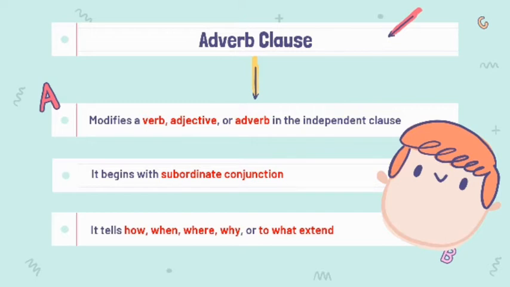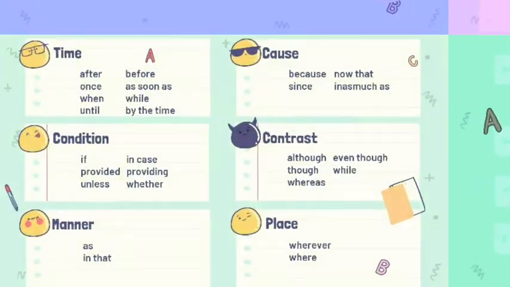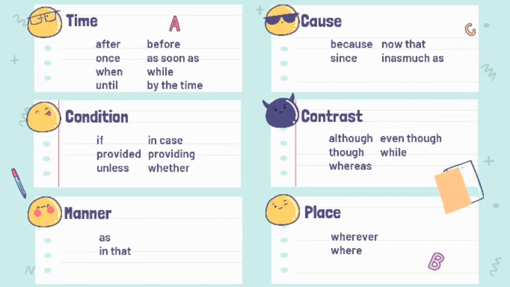Adverb clauses are introduced by a subordinate conjunction, a kind of linking word. It tells how, when, where, why, or to what extent. An adverb clause is used in a sentence to add relevant and descriptive information to our content. Okay, let's move to the types of adverb clause. There are adverb clauses of time, cause, condition, contrast, manner, and place. And you can read the conjunctions of adverb clause on the slide.